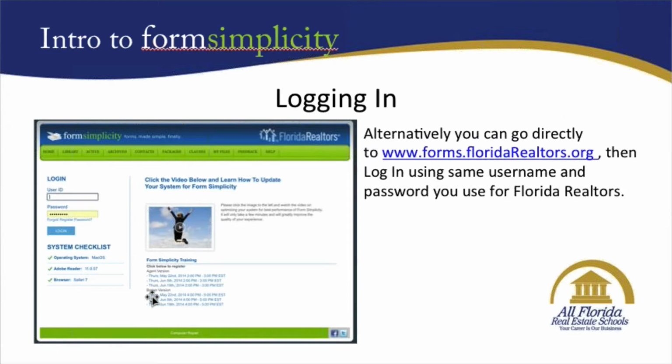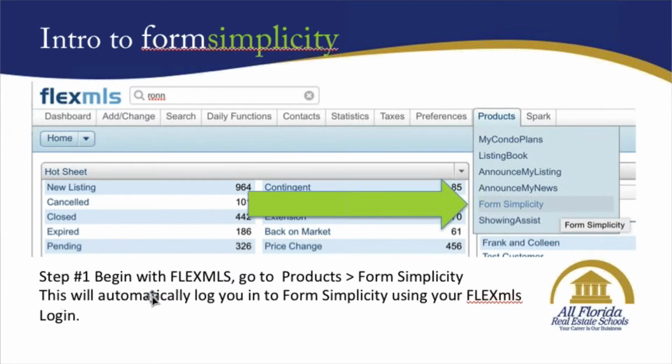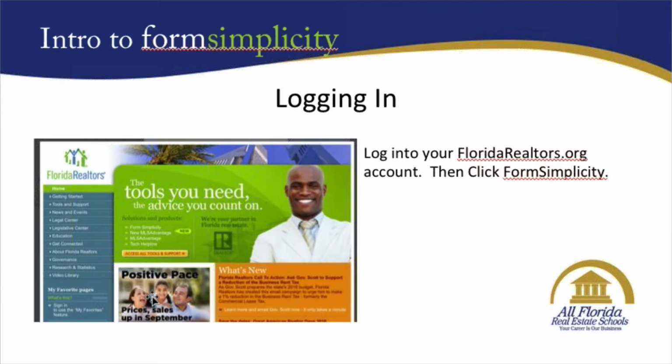So this is the main website to log in. The other way you can log in is through Flex MLS. If we're using Flex MLS, right under the Products tab, there's the FormSimplicity link there. So just log in, go to Products, and click on FormSimplicity. That goes right into your home screen on FormSimplicity. The other way to log in is to go to floridarealtors.org. This is the main screen once you log in, and in the green up here in the middle, there are some quick links, and the very top one is FormSimplicity. You can click on that, and again, that's going to log you in, bypassing the main login screen for FormSimplicity.